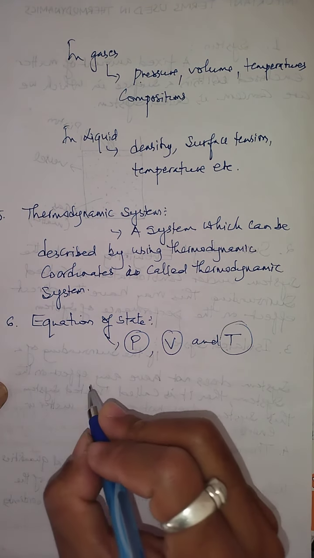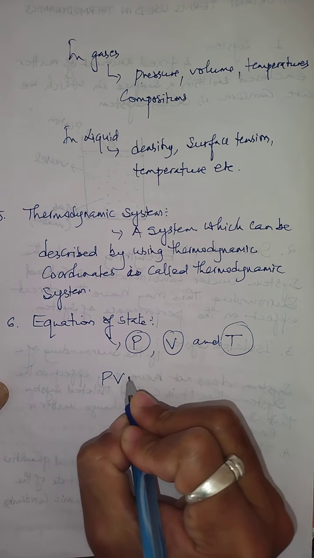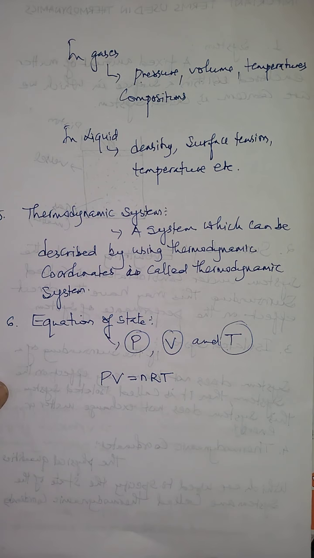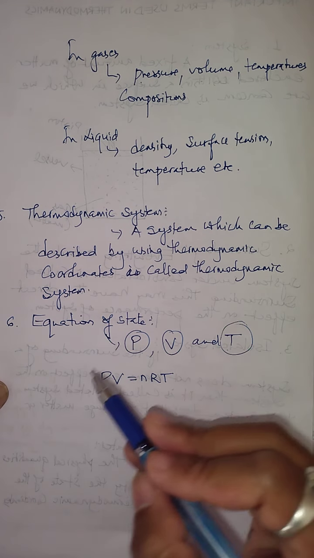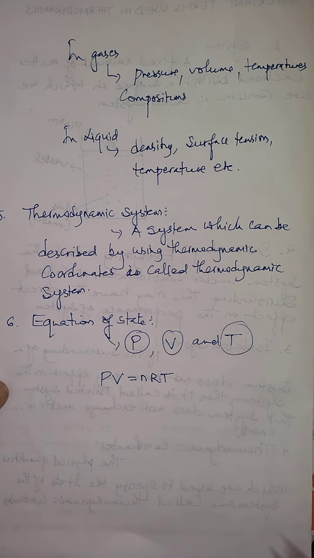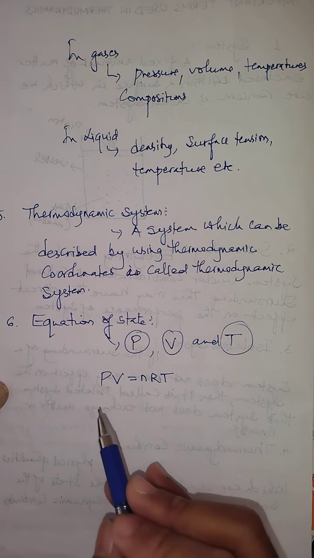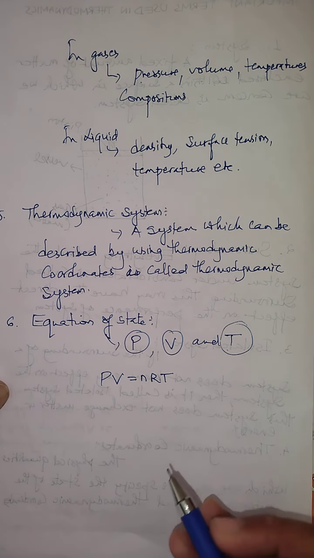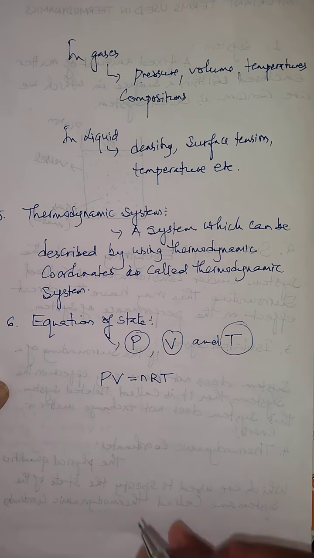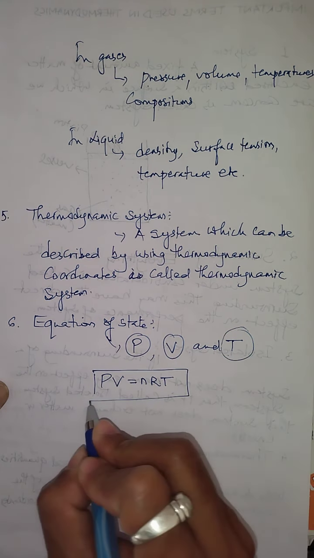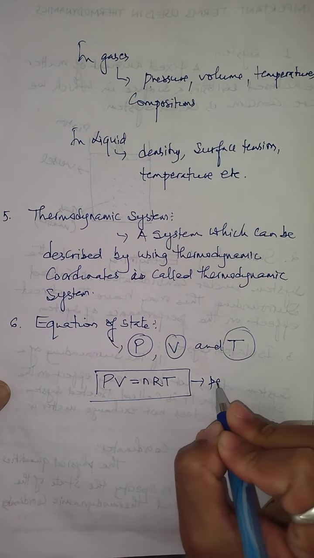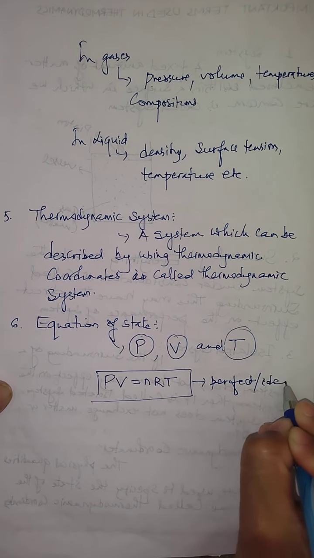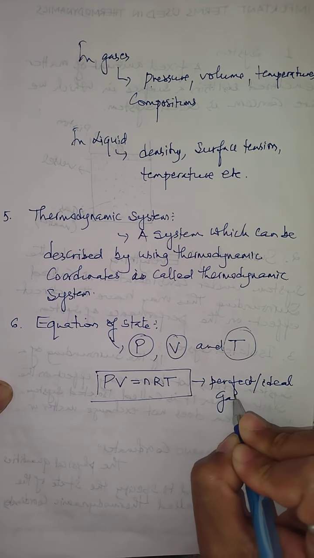Now the equation of state is expressed by the relation PV equals nRT. I am writing the relation right now, and you will derive this relation also in one of the chapters called kinetic theory of gases. PV equals nRT. Now this equation is called the perfect gas equation. I am using the word perfect, or it is also called the ideal gas equation.